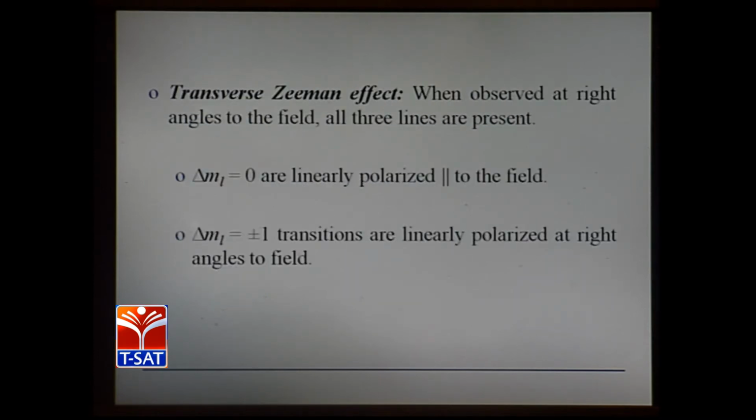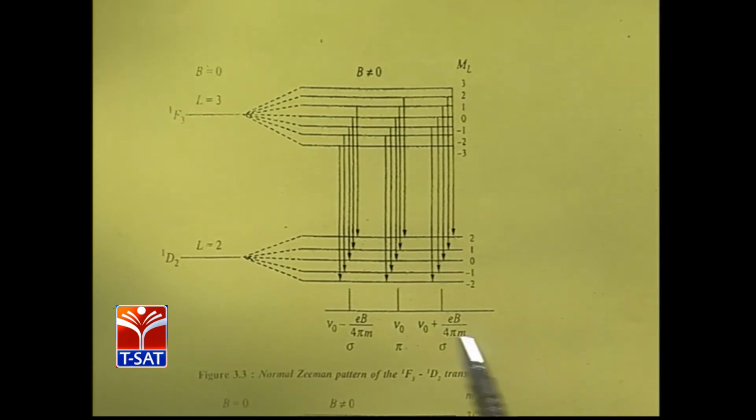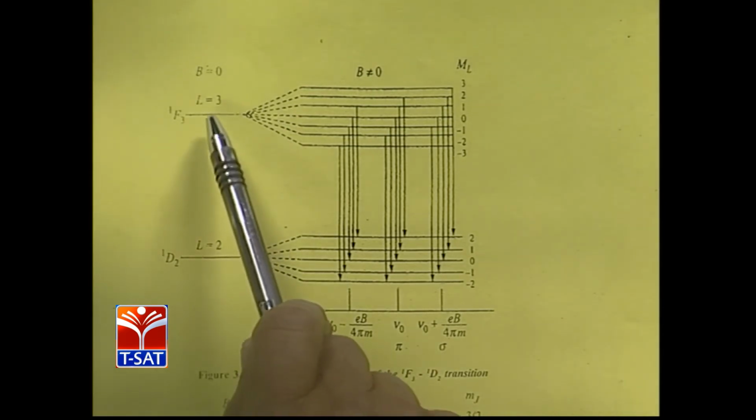Transverse Zeeman effect, where we will have delta ml equal to 0 are linearly polarized, delta ml is equal to plus or minus 1, the transitions are linearly polarized at right angles to the field. You are observing this particular slide that gives the two transitions 1D2 and 1F3, where L is equal to 2 and L equal to 3.